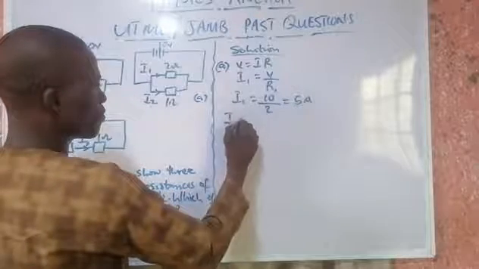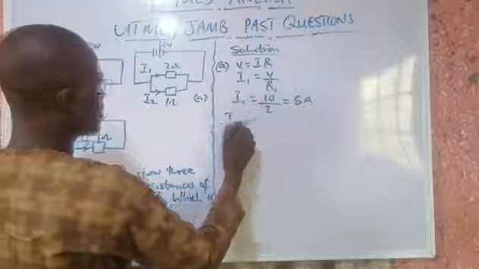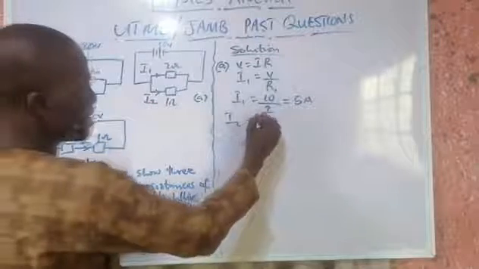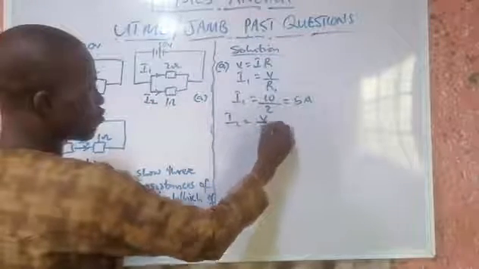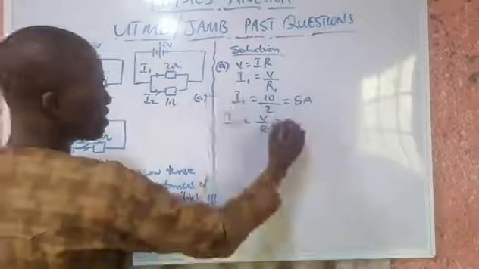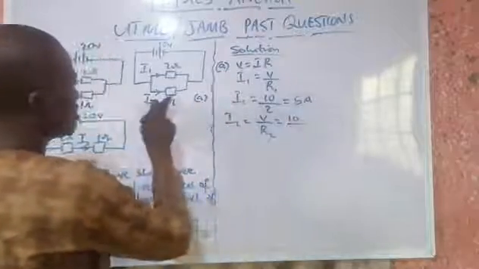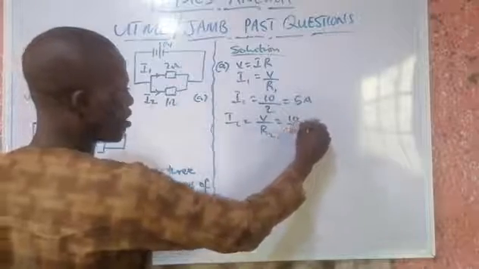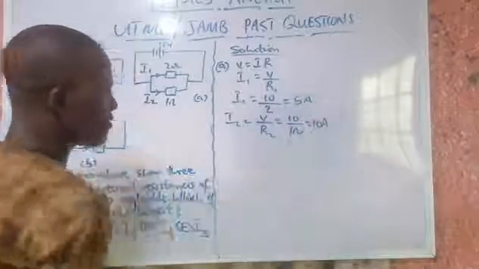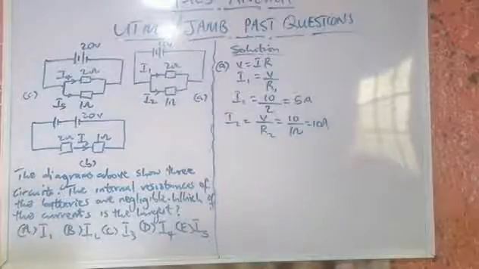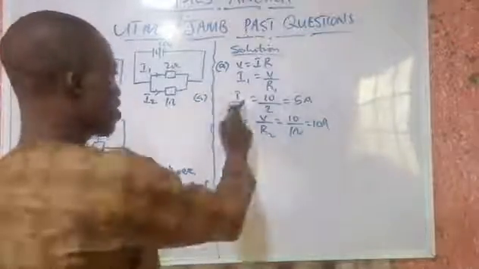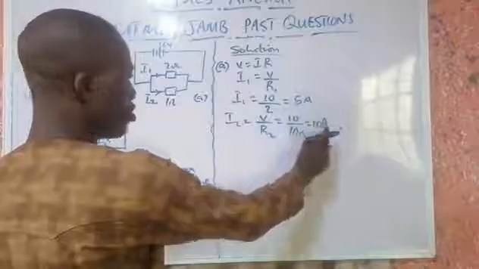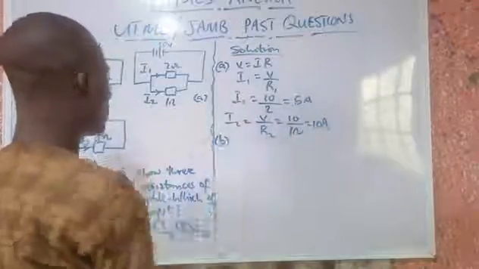For I2, I will use the same V over R2. The same voltage, but different resistance, which is 1 ohm. And that will lead us to having 10 ampere, which is a different current. So I1 is 5 ampere, I2 is 10 ampere. Very fast.